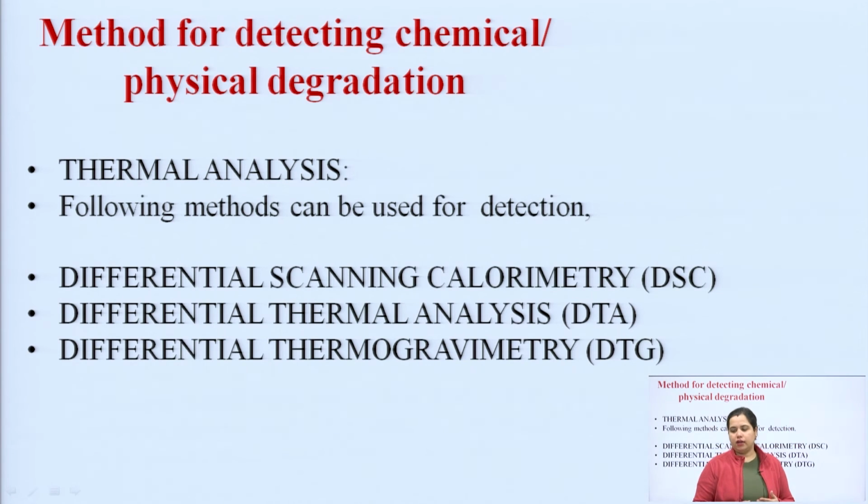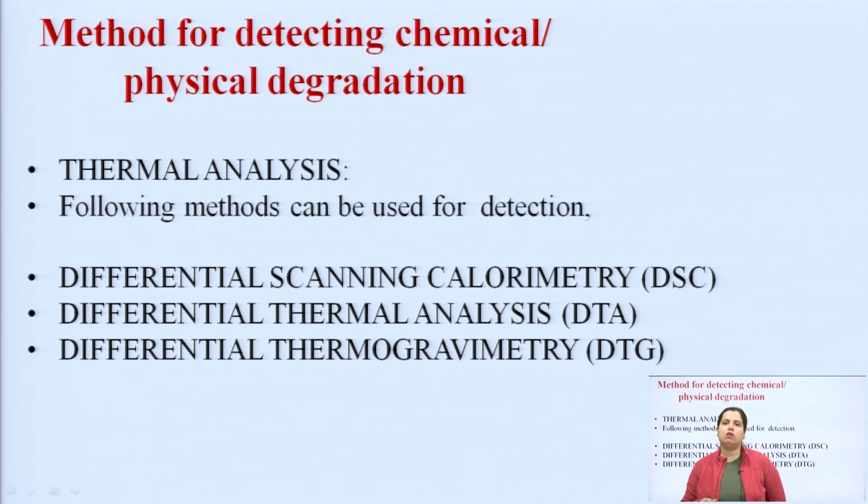Now, methods for detecting chemical and physical degradation. What are the different methods? Although other analytical methods are available, some of them are thermal analysis techniques. The following methods can be used for detection: differential scanning calorimetry, differential thermal analysis (DTA), and differential thermogravimetry (DTG). So, these are methods for detecting chemical and physical degradation. Apart from this, there are a lot of analytical techniques which can be used to identify incompatibilities between the drug and the excipients we use.